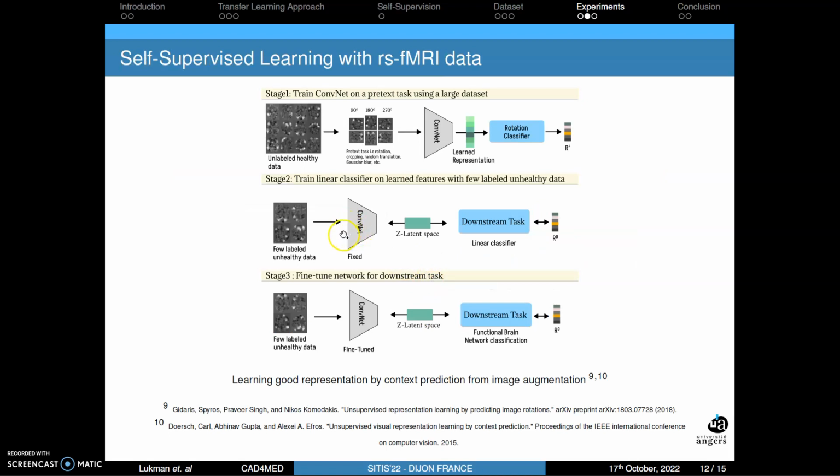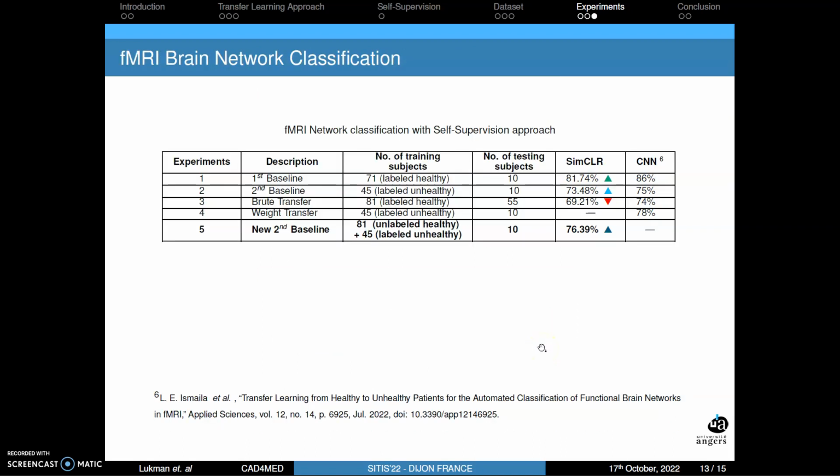As a general indication of the process of the experiments we just described, self-supervision involves using unlabeled healthy data following a described pretext task, where in this case we adopted rotation, cropping, random translation, and so on. We trained our convolutional network, which gives the learned representation. In the second phase, we retrain this model with a much smaller data set, which is the labeled unhealthy data set, and we fine-tune it for our functional brain network classification task.